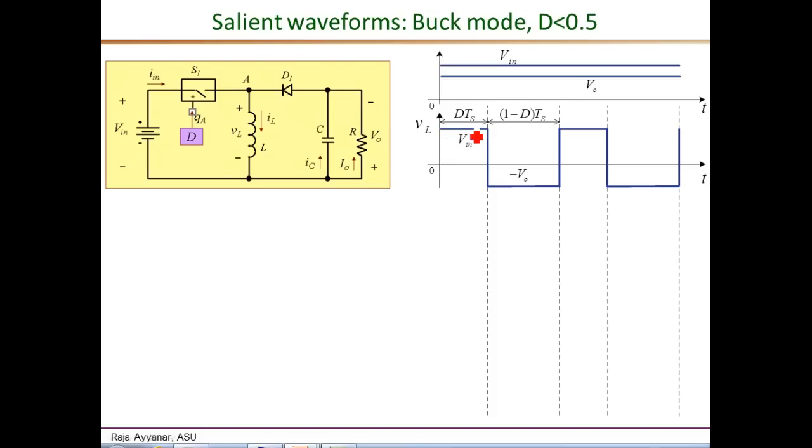So VL is Vin during the on interval and minus Vo during the off interval, with the average being equal to 0. Now the inductor voltage waveform gives us the wave shape of the inductor current. So during the on interval, it is a rising waveform with a slope equal to Vin over L, and during the off interval, it is a falling waveform, again with slope equal to minus Vo over L.